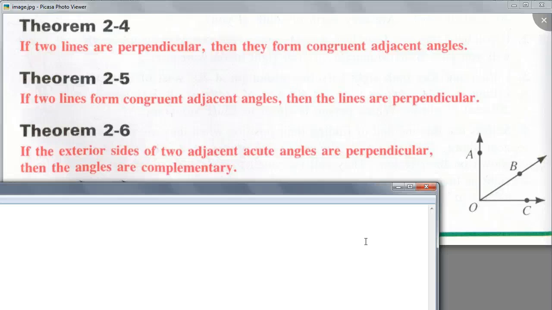The two adjacent angles, the exterior sides are perpendicular, so they have to equal 90. Exactly. That's basically what he's saying. Since ray OA and ray OC are perpendicular, guess what? The sum of these two angles must be 90. They're complementary. That's all they're saying. Does that make sense? Any question? Okay. Does that make sense?